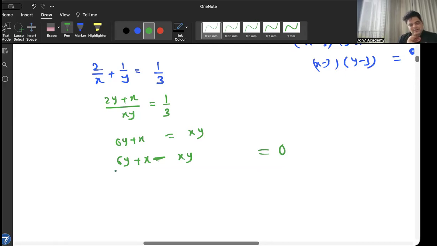You pair y with y, agree? And you take x out or minus x out. Y with y, so you'll take y out. You take minus y out. So what are you left with? x minus 6, agree? And then here you have plus x is equal to 0.